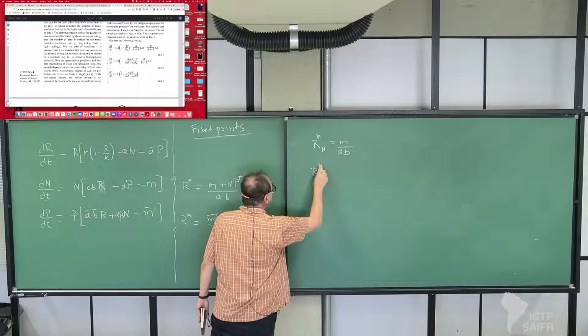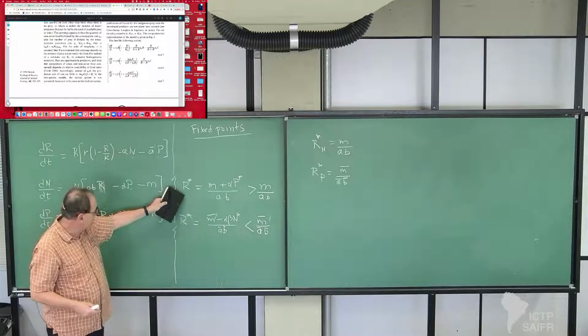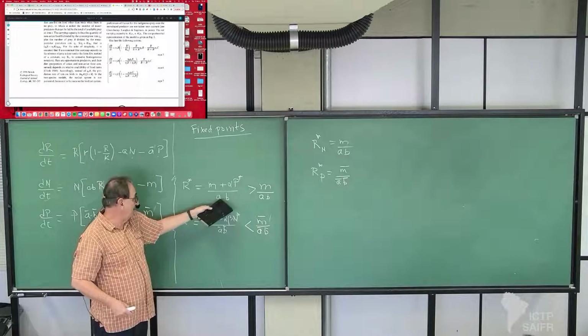Is this okay? So I'm excluding either the prey or the predator. If I exclude the predator, then I have equilibrium between R and N, and the value of the resource at equilibrium will be this one with P equal to 0, which is m over AB. And vice versa: if I exclude the prey, then I have the predator in equilibrium with the resource at a certain level, which is given by this.